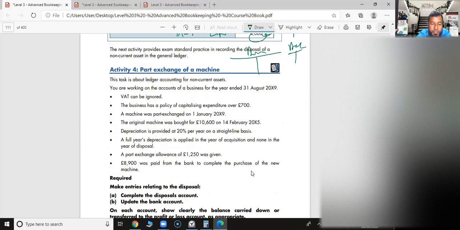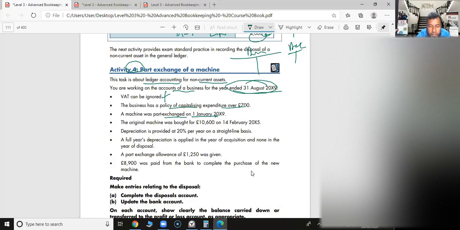Something else. Let me read it for you. Activity 4. This task is about ledger accounting for non-current assets. You are working on the accounts of a business for the year ended 31st August 2019. VAT ignored, life easy. Don't worry about the VAT. The business has a policy of capitalizing expenditure over 700. Even this line is not relevant most of the time. It will anyway be more than 700. The machine was part exchanged in January. When is the year end, people? August. And it was exchanged in January.